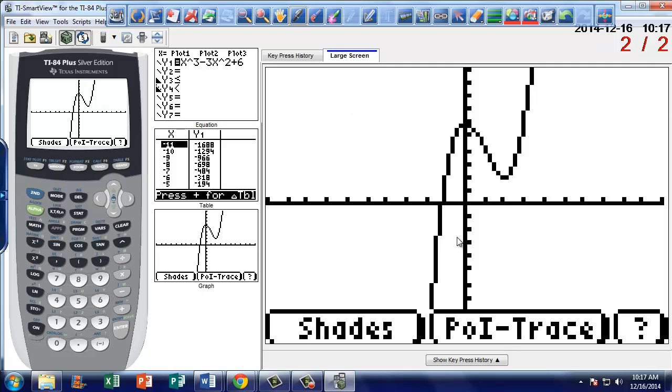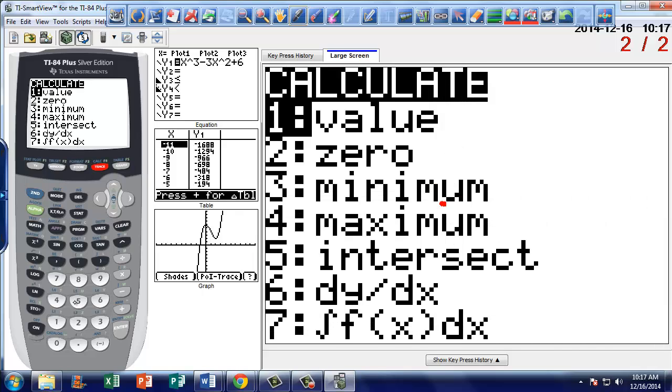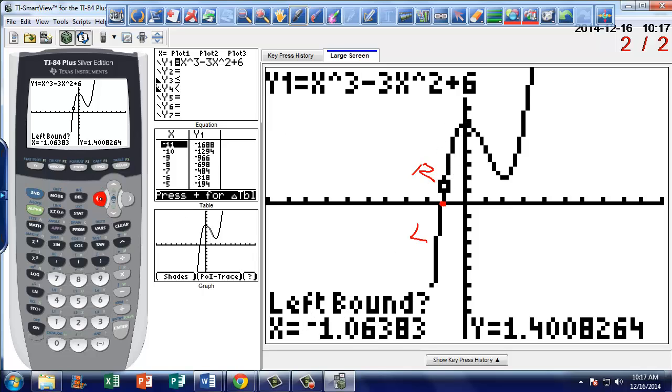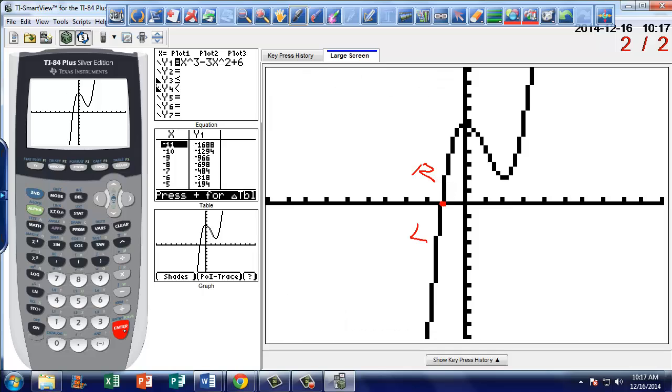Okay, first thing we're going to find is our x-intercepts. Our x-intercepts are where the graph crosses the x-axis. In this case, it would be right here. So we're going to go to second, trace, and we're going to go down to zero, number 2. Okay, it asks for the left bound and right bound. So I need to go to the left of this point and to the right of this point. So we're going to go ahead and arrow over. Okay, this is good. Hit enter. Then we're going to go to the right of it. This is good. Hit enter again.